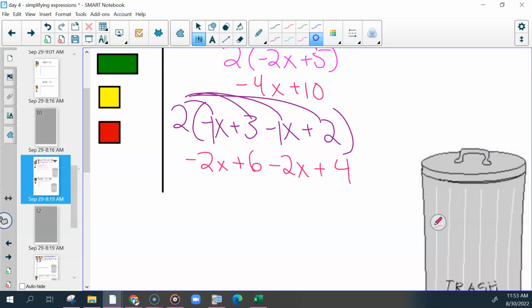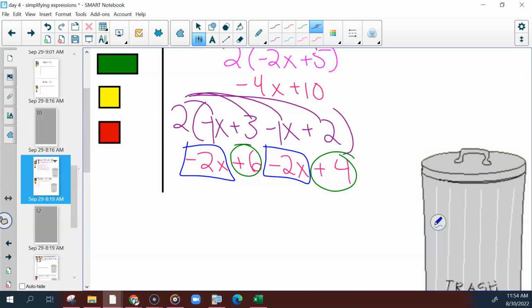But this is not simplified. We still need to combine like terms. So if we were to combine negative 2x and negative 2x, we would get how many x's? Negative 4x. And 6 plus 4 would give us 10. We get the same thing either way you do this. So as long as you do both steps, the distributing and the combining like terms, the order there does not matter. Questions on that one? Does anyone still need this before I scroll down?